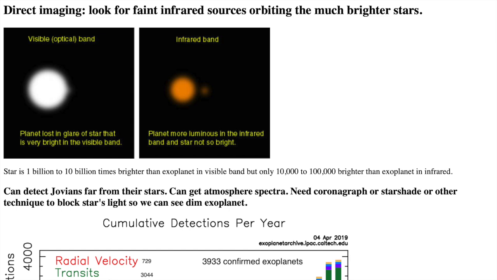You can use a device called a coronagraph, or star shade, to block or cancel out the light from the star, so you can see the dim exoplanet. This technique can find Jovian planets far from their parent star. It is possible to get the spectrum of the exoplanet's atmosphere using this technique.